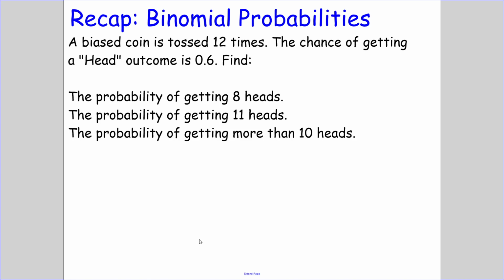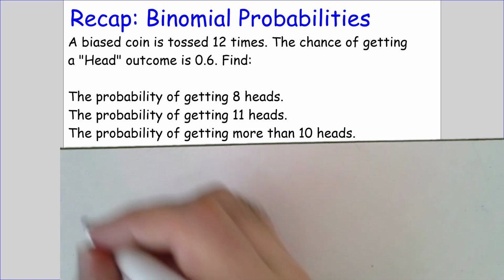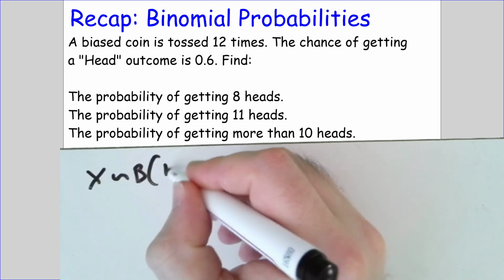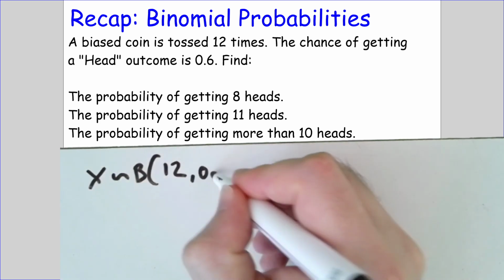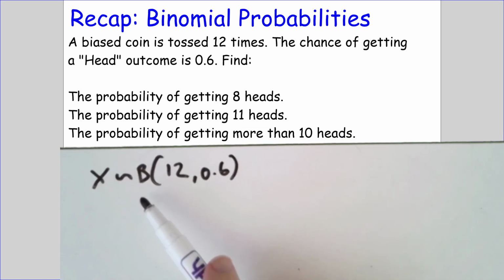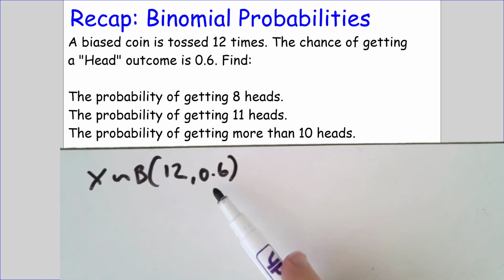So here we have a biased coin which is tossed 12 times, and the chance of getting a head outcome is 0.6, and we're asked to find a couple of probabilities. First things first is to work out what is n and what is p. So in this case, X is going to be modeled by a binomial 12, which is n, and then 0.6, which is p. This is just a way of saying we're using the binomial distribution, where n is 12, so we're doing 12 possible repeats, and 0.6 is our probability of success.